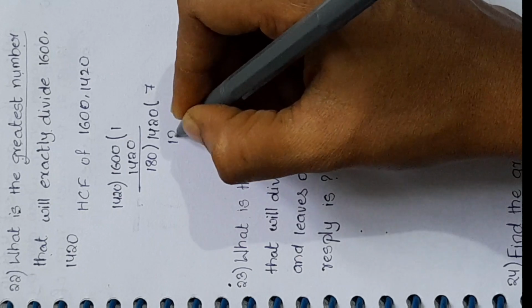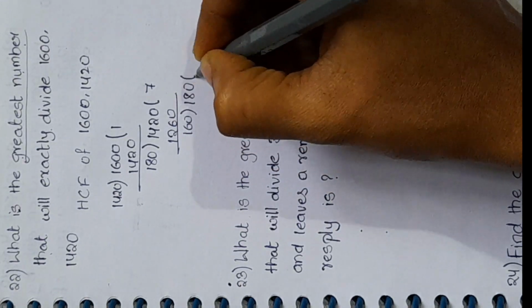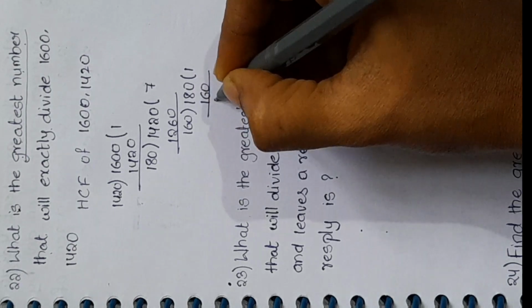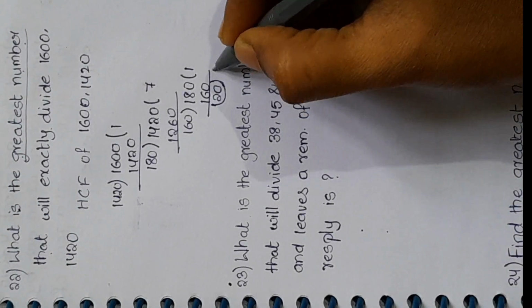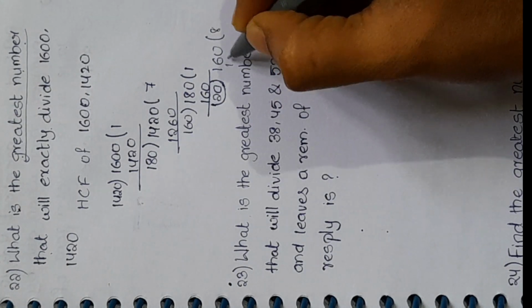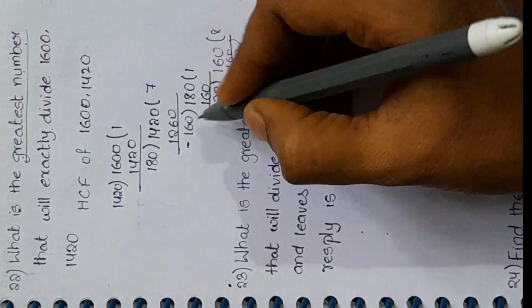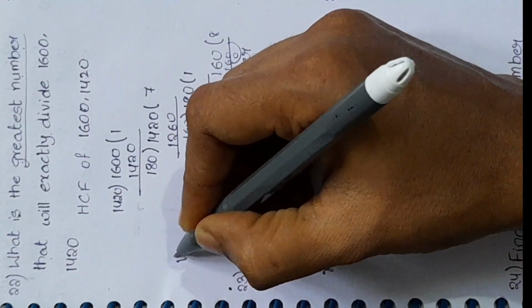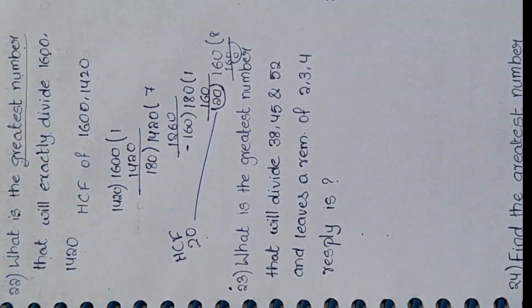Take 1420. 7 times is 1260. The balance is 160. Take 180. 1 times is 160. The remainder is 20. Now take 160. 8 times is 160. So the HCF of 1600 and 1420 is 20. The greatest number that will exactly divide 1600 and 1420 is 20.